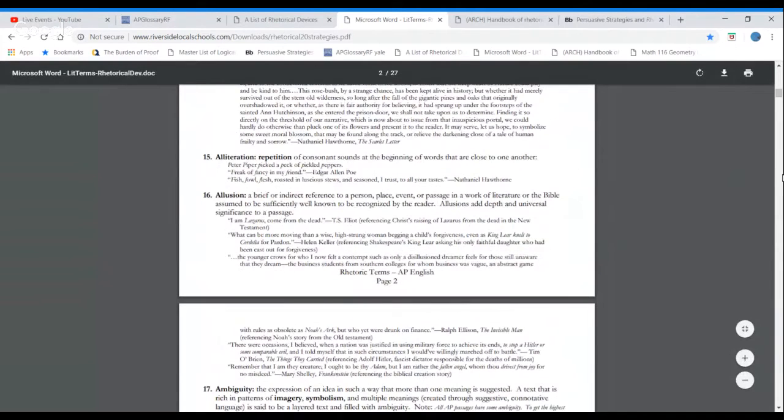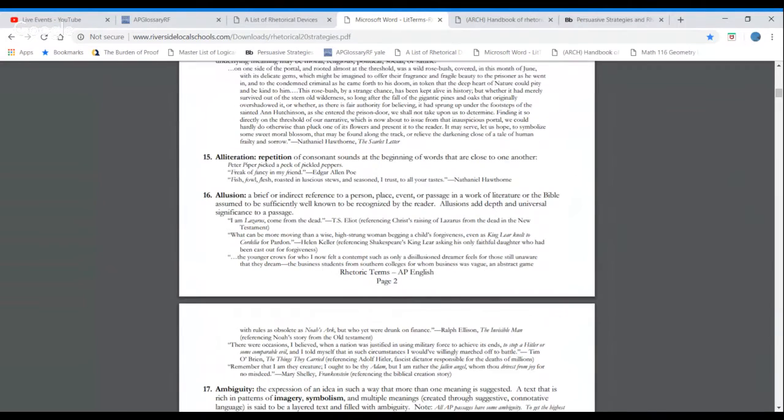Alliteration, repetition of consonant sounds at the beginning of words that are close to one another. Peter Piper picked a peck of pickled peppers. Oh, that's that tongue twister, isn't it? Freak of fancy in my friend, Edgar Allan Poe. Flesh roasted in luscious stews and seasoned, I trust, to all your tastes. Nathaniel Hawthorne.